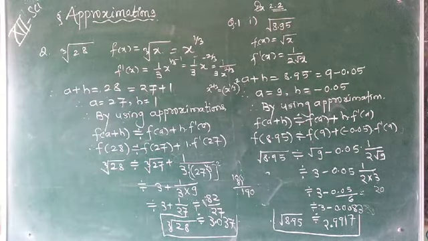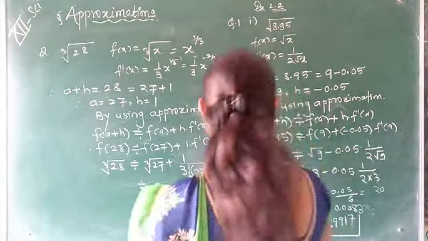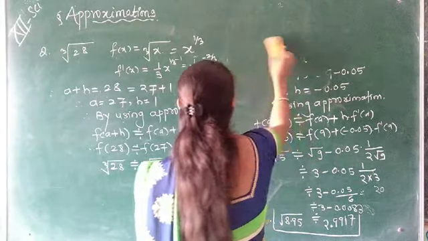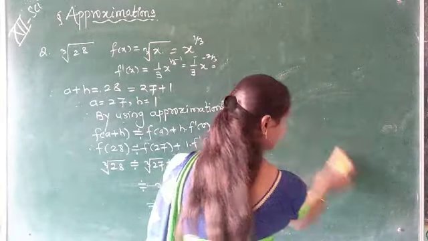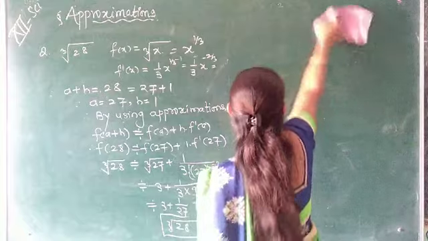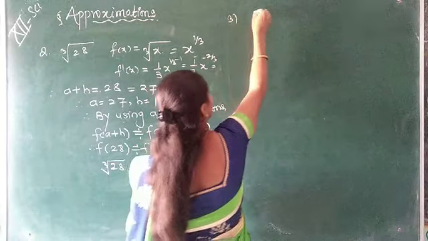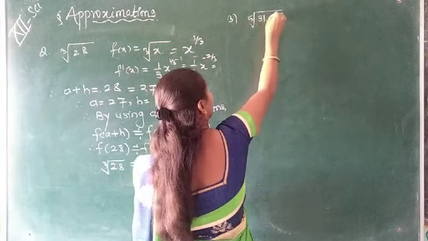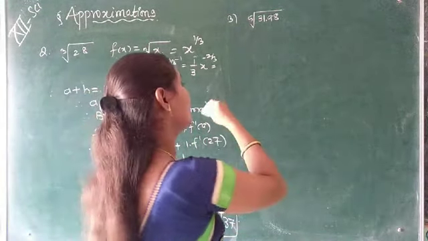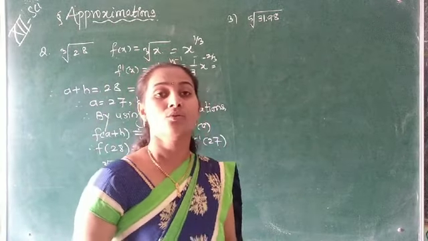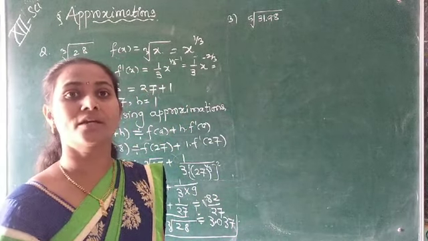Now see the next question number 3rd. Fifth root of 31.98. Again, take the number which is near to this 31.98, whose fifth root we have to take. So we know the number that is 32. Fifth root of 32 is 2.